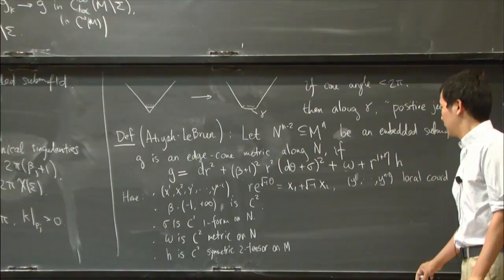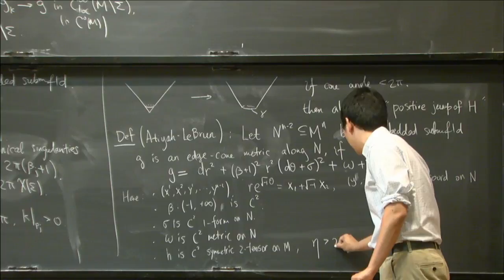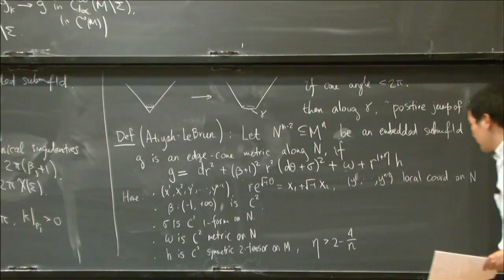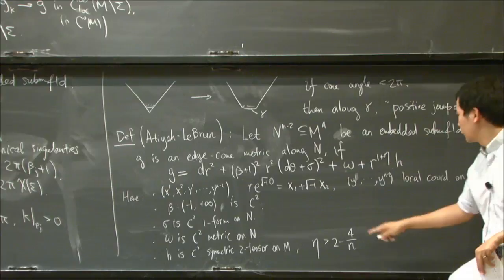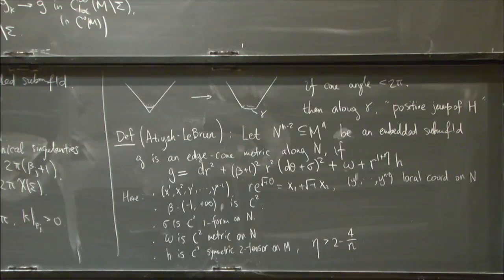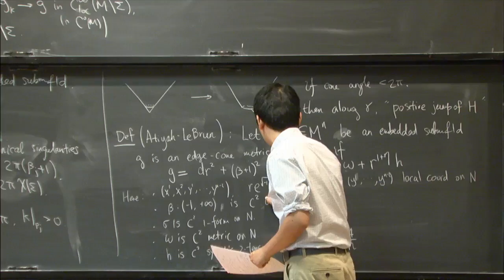And for technical reasons, we require that this factor eta here is bigger than 2 minus 4 over n, which is a very mild restriction if you think about it. If you take a normal coordinate, you expect eta to be 2, actually. So that's the definition of the edge cone metric we consider. Where is beta defined? Yeah, C2 on N. On N, yes.